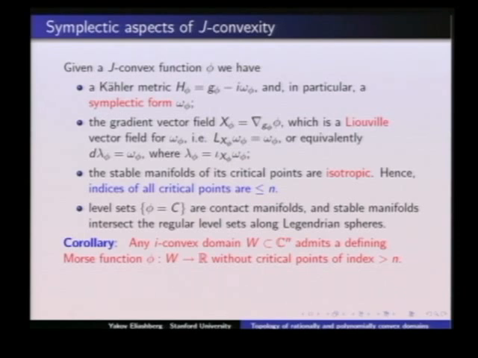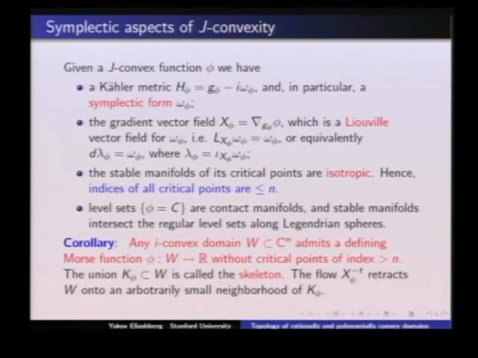So this looks like a trivial fact in this context, but it was the subject of long development beginning from Lefschetz and Andreotti and many other names. When you take this Liouville vector field and flow in the negative direction, the domain retracts to the skeleton, which is a union of the stable manifolds. I will denote it by K phi and call it the skeleton of W. So the skeleton has arbitrarily small neighborhoods which are diffeomorphic to the whole domain.